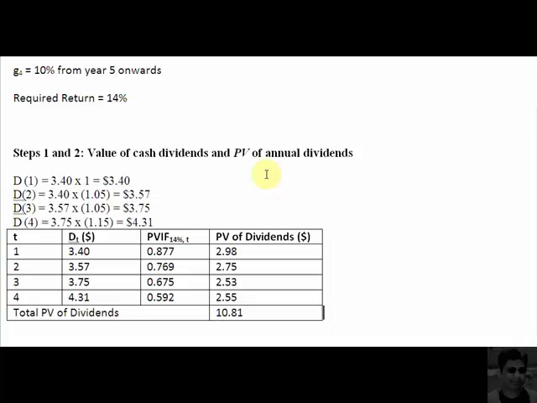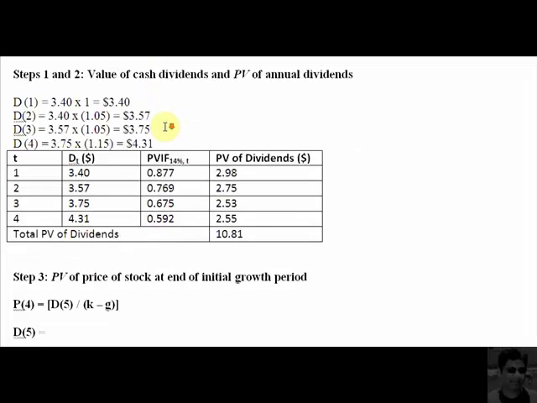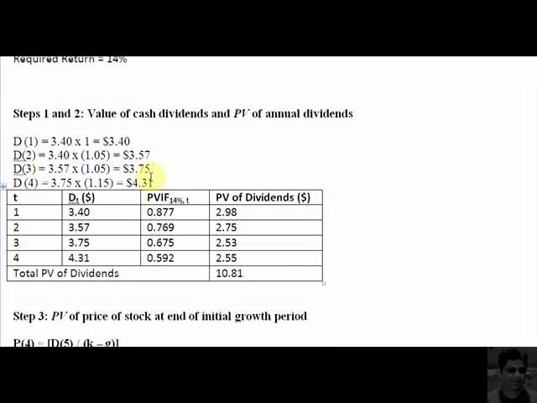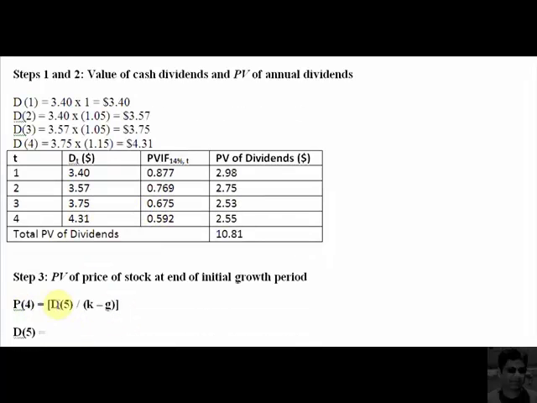Now let us proceed to step number 3. Step number 3 takes us to a constant growth rate, which is this one, 10%, and it's going to remain constant from year number 5 onwards. So when the growth rate is going to be constant, our formula for finding out the price is going to be this here, this formula. Let's look at the heading of step 3 first. We have to find out the present value of what? Of the price of stock at the end of the initial growth period. So the initial growth period ends at period number 4.